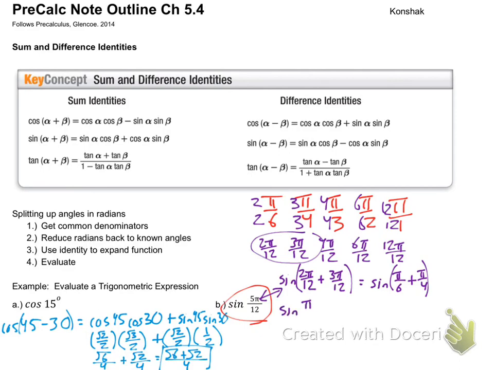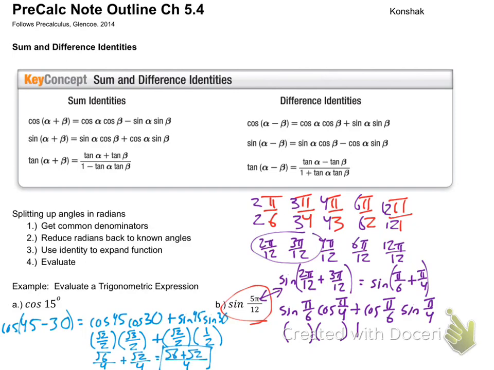Sine pi over 6 cosine pi over 4, keeps the sine, plus cosine pi over 6 sine pi over 4. Can you evaluate each one of those functions? I would hope so.